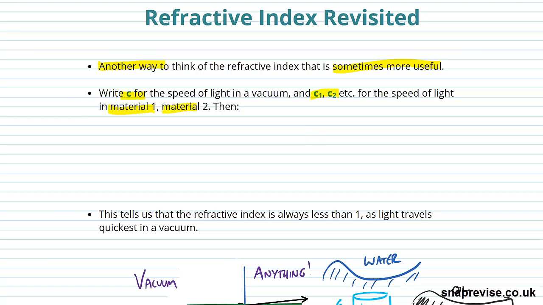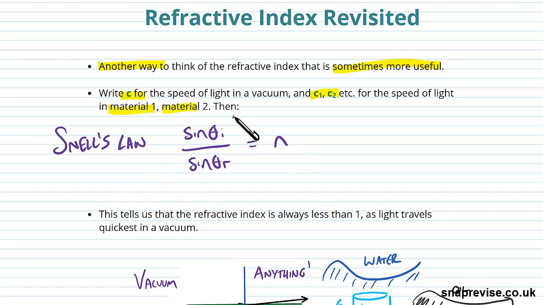So just recapping in purple what we already know, we know Snell's law. Snell's law is that sine theta i over sine theta r equals n, where theta i is our angle of incidence, theta r is our angle of refraction, and n is our refractive index, which is just a property of the material.